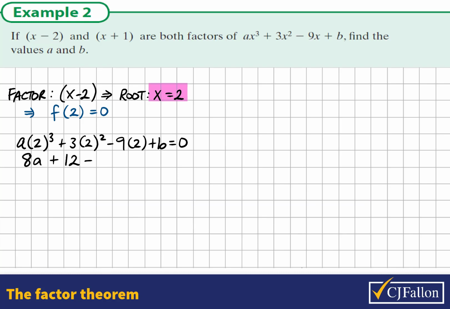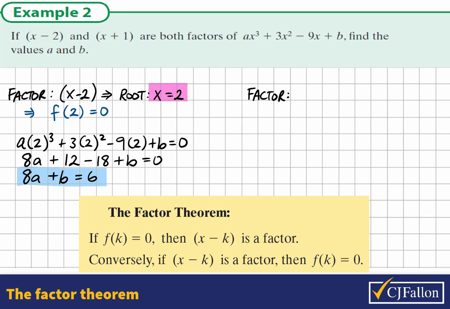So now I'm going to evaluate and simplify this expression. And we see that 8a plus b is equal to 6. So this is the first linear equation that we have that will help us solve a and b.